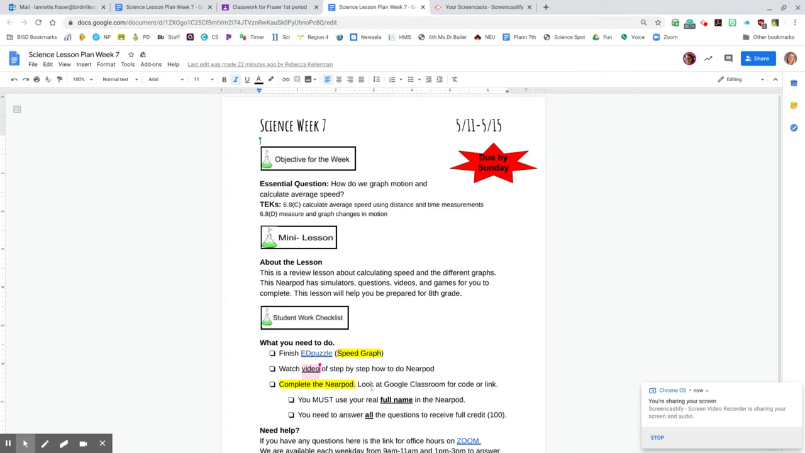Keep in mind that for Nearpod, you must have your full name. Otherwise, we don't know it's you. Please put your first name and your last name in there so that you get full credit for that.